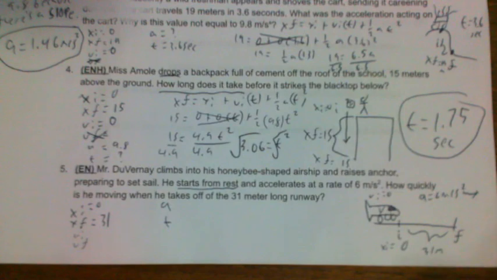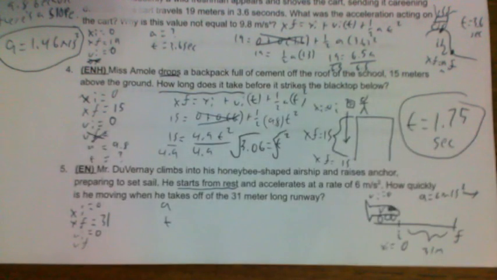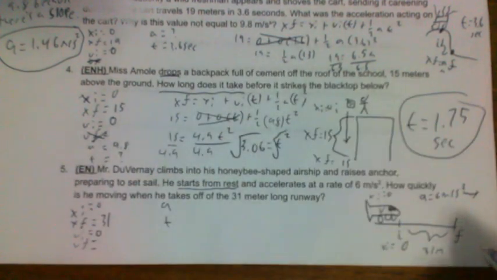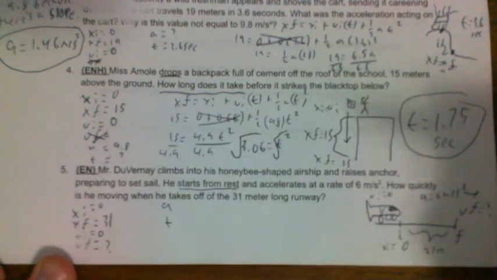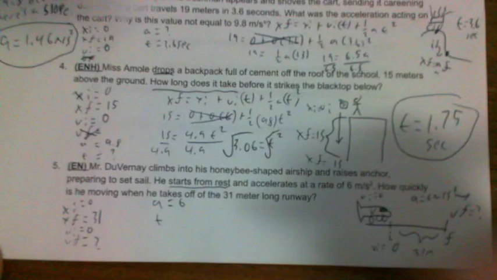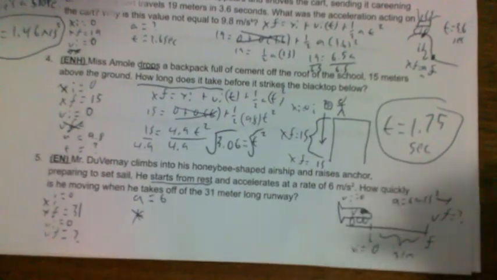Our initial velocity, since we're starting from rest, like I said earlier, is going to be 0. We want to know how quickly he's moving when he takes off the 31-meter long runway. So how quickly he's moving when he takes off here is actually our final velocity. We want to know what his takeoff speed is. Then our acceleration is 6 meters per second squared, which the problem tells us, and time we are not given.